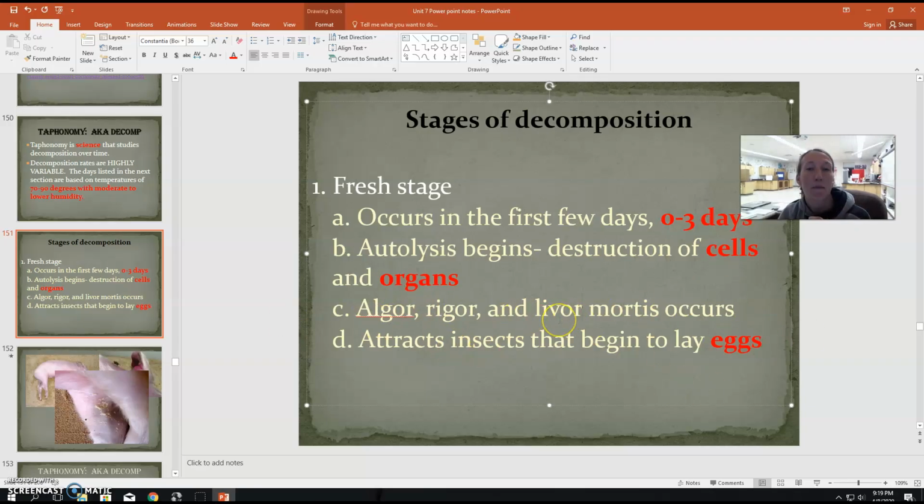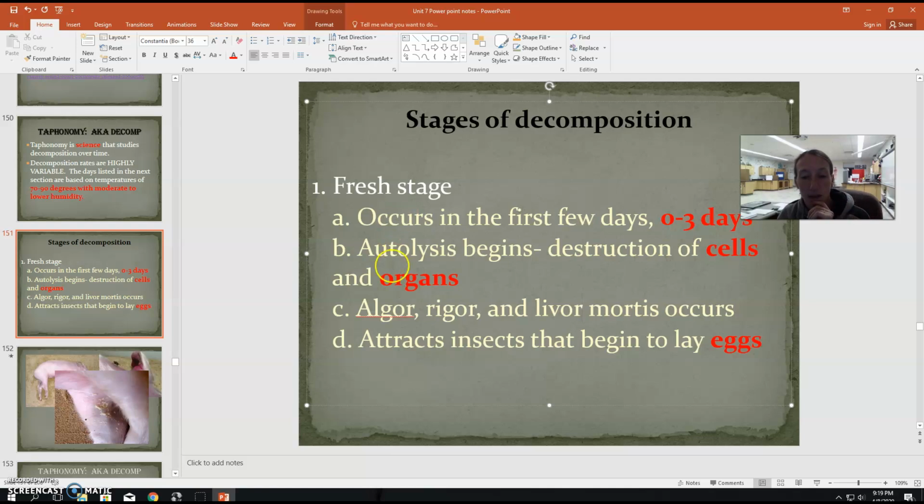Okay, now livor mortis. Livor mortis is happening directly because of autolysis, your cells breaking down. And in this case, it's your red blood cells breaking down. Your red blood cells hold that red coloration, and that red coloration gets absorbed into your surrounding cells and tissue, and it leaves a purple coloration. And we call that lividity. It's when the pooling of your blood happens and it leaves that purple coloration. So in the fresh stage, 0 to 3 days, autolysis is happening and all the mortises are happening.